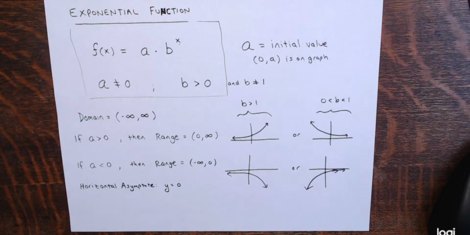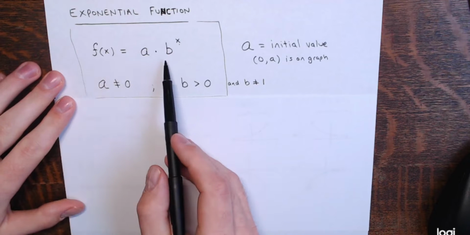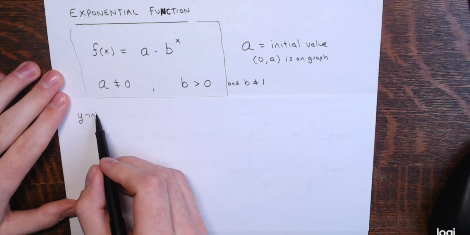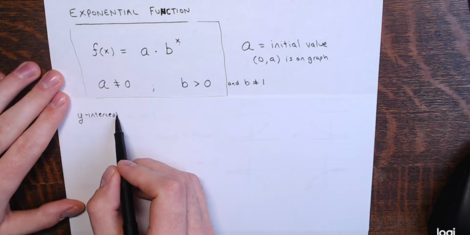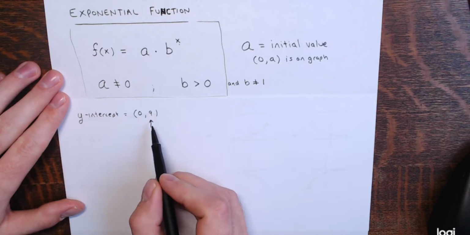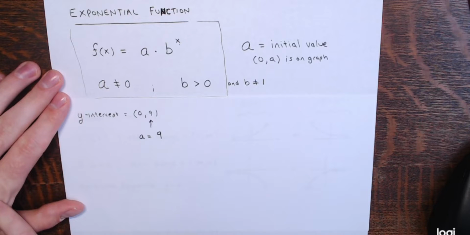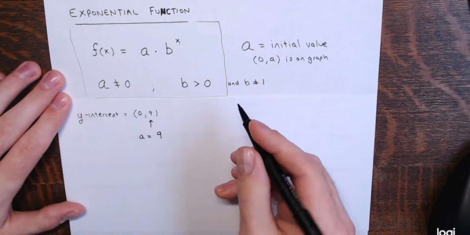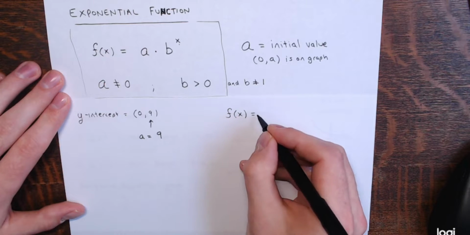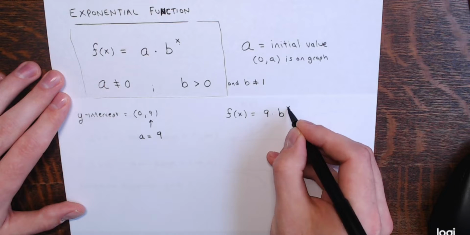So again, I know what a function that's exponential should look like. And we're told the y-intercept is 9, or the point 0, 9, right? So a equals 9. That's that initial value. So the function looks like this then, f of x equals 9 times b to the x. Now I just need to find b.